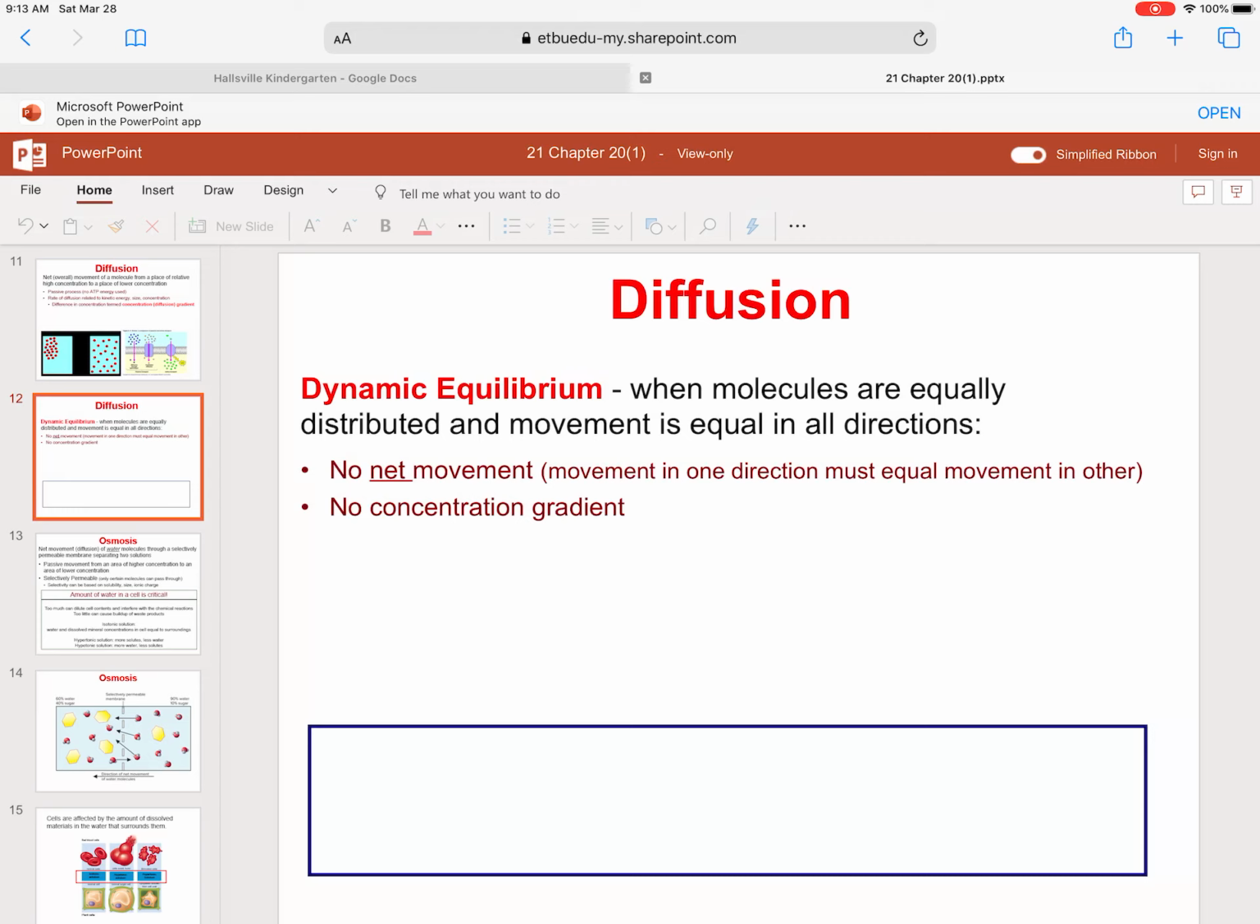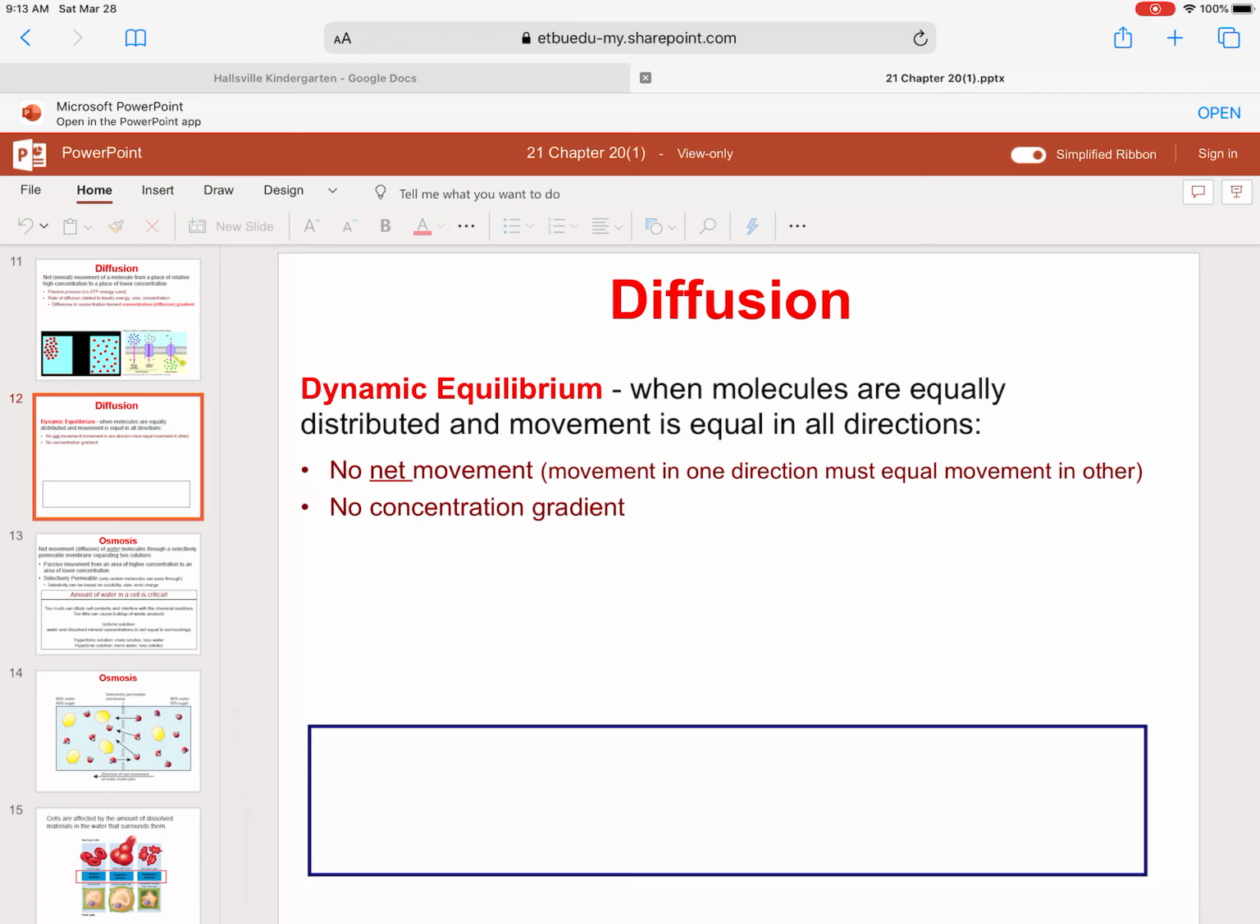And that's dynamic equilibrium. If you take 3 of their cards, then you have to give them 3 of your cards. That way they have 7 and you have 7. And so we call it no net movement because everyone's maintaining 7 cards at all times, and therefore there's no concentration gradient because everybody has 7. And that's what dynamic equilibrium means across a membrane.